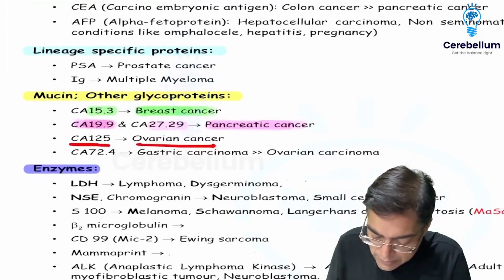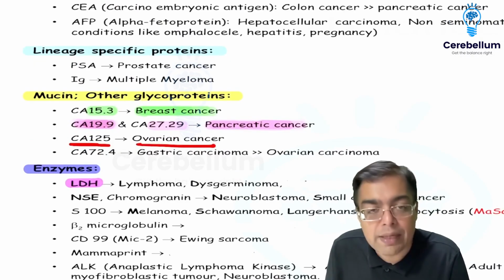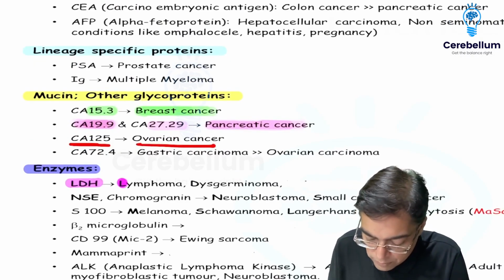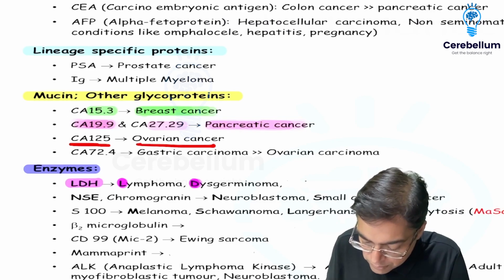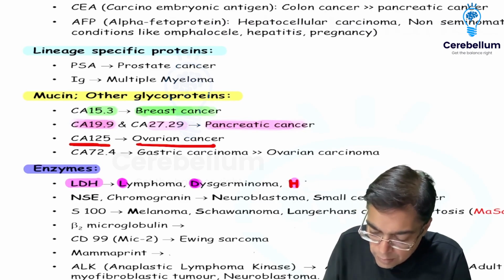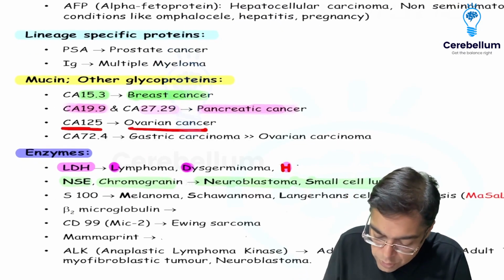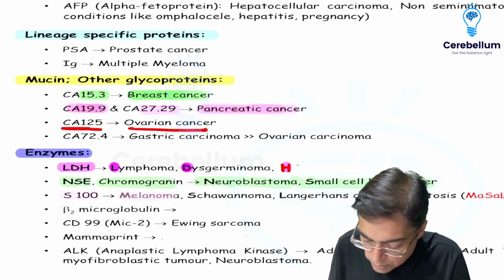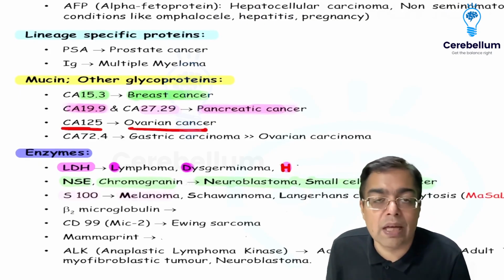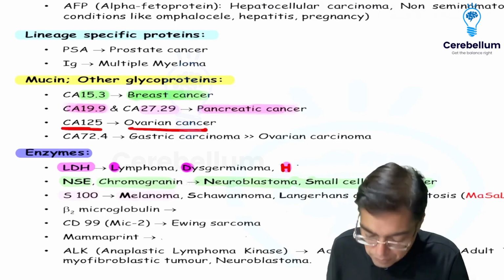Having a word about the enzymes, examples of enzymes include LDH. LDH will be associated with, remember, lymphoma, dysgerminoma, and Ewing sarcoma, as I told you earlier. As and when we are making a mention of neuron-specific enolase and chromogranin, these are seen in neuroblastoma as well as small cell cancer. S100 is a marker that is seen in case of melanoma. Of course, that can also be seen in a patient having a schwannoma. It might as well be seen in a patient suffering from Langerhans cell histiocytosis.